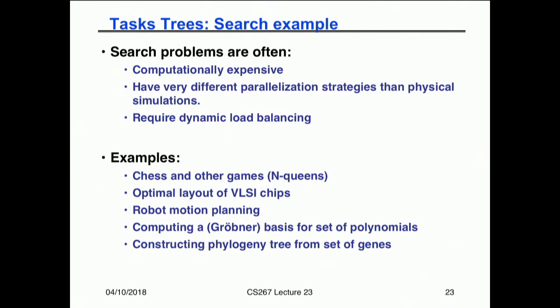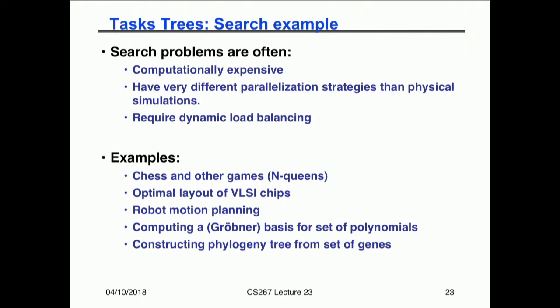So anyway, you just put n queens on a big chessboard of size n by n and try to figure out the layout, run that forward as a game. Other examples: optimal layout of VLSI chips, robot motion planning. I know we've got a couple of people looking at robot motion planning. Some symbolic problems, such as symbolic factorization algorithms or Gröbner bases, which are a couple of things that I or my students have worked on in the past, and looking at phylogeny trees, computing those from a set of genes. So these tend to have a tree search kind of structure to them at some level.